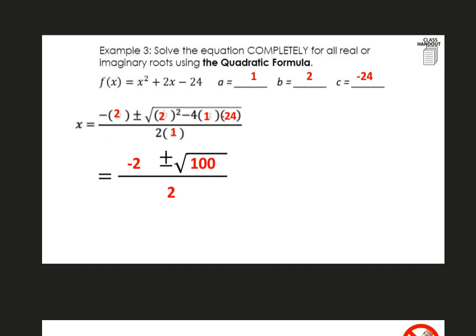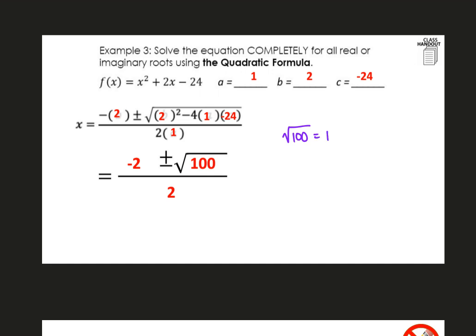And when we simplify this down, -2 in front becomes just -2 plus or minus our discriminant, b squared minus 4 times a times c, which simplifies to 100, and then 2 in the denominator. So again, based off our discriminant, we know we have two distinct real solutions. So now we're going to see if we can simplify this further. So we look at our radical, and 100 is actually a perfect square.